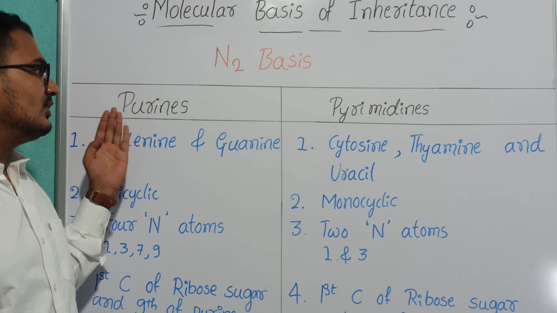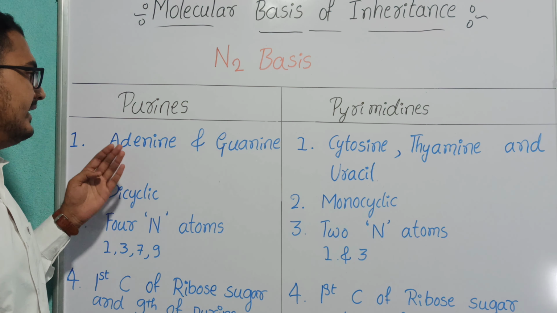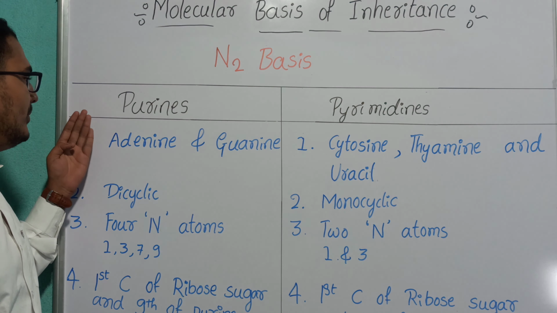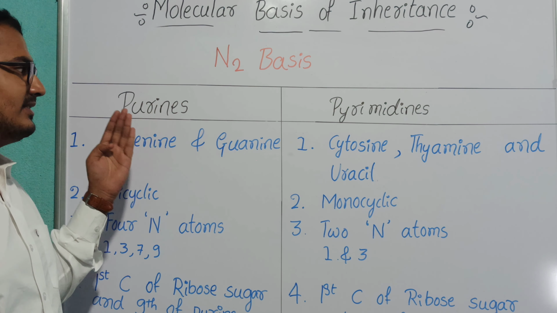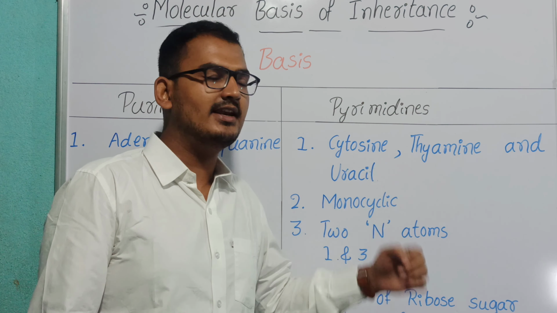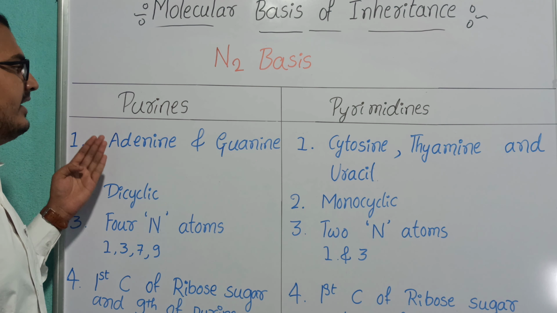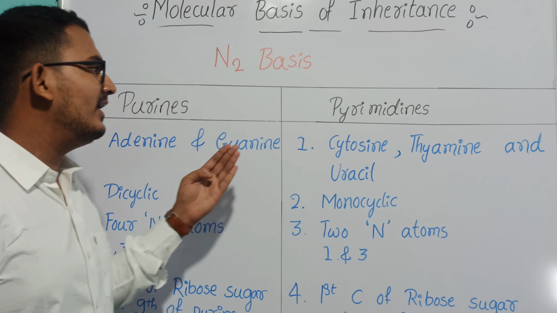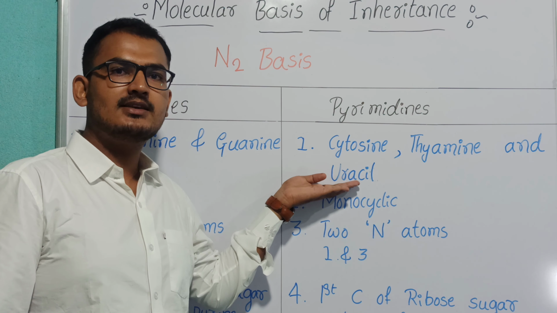Nucleic acid contains 2 purines and 2 pyrimidines. In case of DNA, 2 purines, they are adenine and guanine, are present, and in case of pyrimidines, cytosine and thymine are present in DNA. In RNA, purines, they are adenine and guanine are present, and in pyrimidines, thymine is replaced by uracil in RNA.